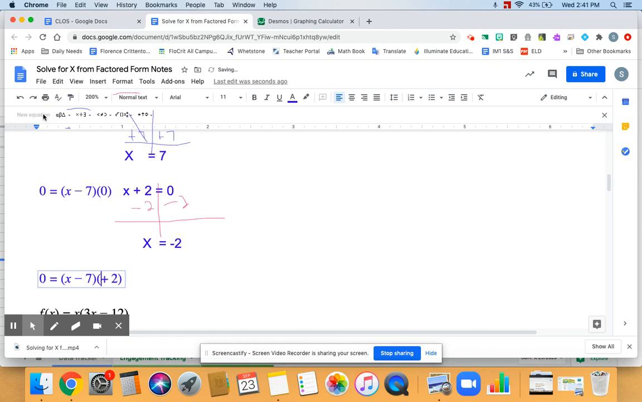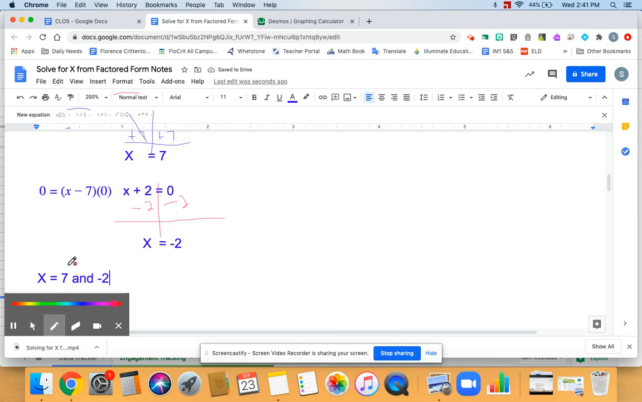If I'm telling you x is -2 and I put -2 into both of these, -2 minus 7 is -9. -2 plus 2 is 0. And -9 times 0 is 0. So this is another answer that when I put it into the equation, I would get an answer of 0. So my two answers are x equals 7 and -2. Those are my two answers when I solve this one for x using the zero product property.